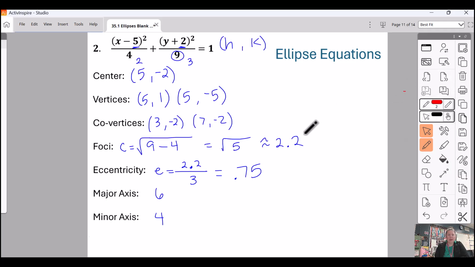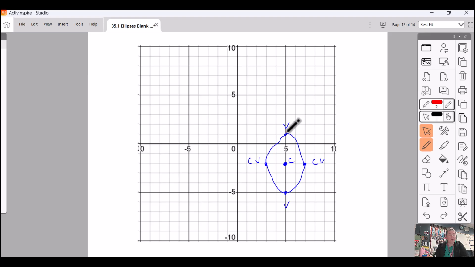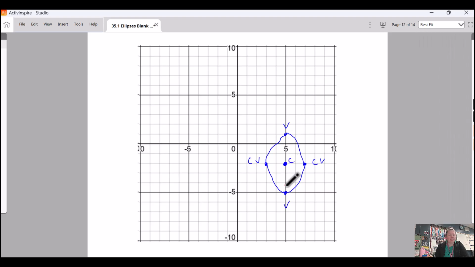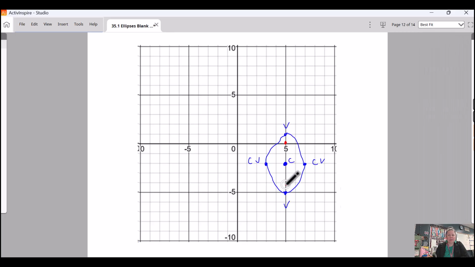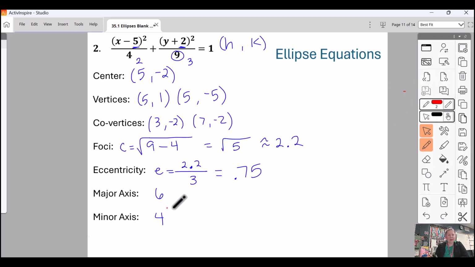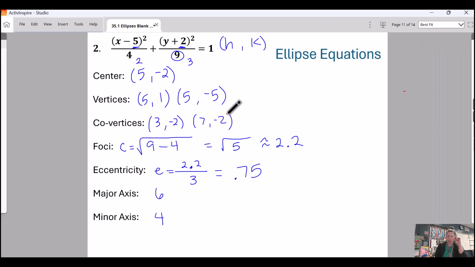And so here, if my distance from the center to my focus point is 2.2, I'm going to go up this time because I'm going on the major axis. So I'm going up 2.2, and I'm going down 2.2. And so this is one focus point, and this is the other focus point. And that's our information all about this problem here.